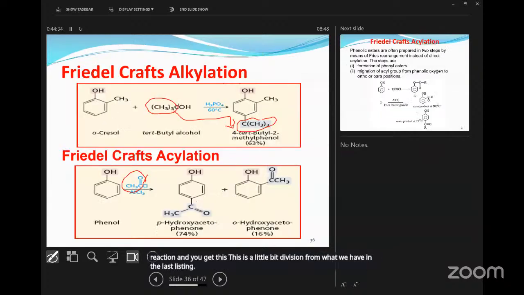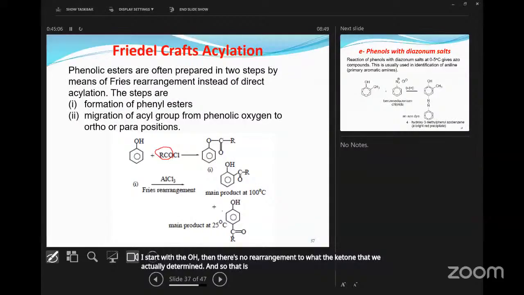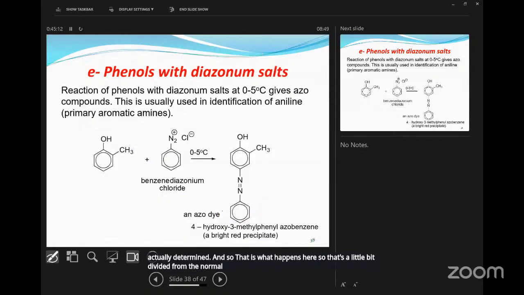Here you see that the Ac group attacks at the ortho and the para. But in this one, it is called the Fries rearrangement. There is rearrangement such that, this is an intermediate. The reaction occurs by this attacking first, reacting first, forming an ester first. Then when it forms the ester with the OH, there's now rearrangement to the ketone that we actually determined. And so that's what happens here. So that's a little bit of deviation from the normal acyl Friedel-Crafts reaction.